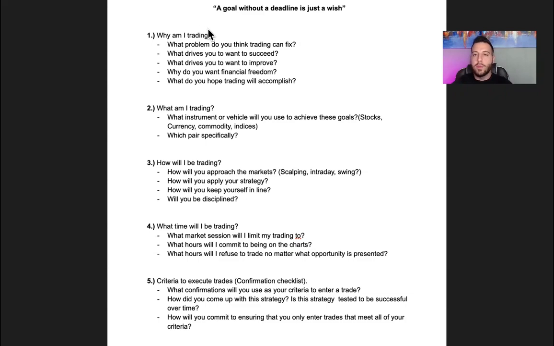And so if you can go through some of these considerations: what problem do you think trading can solve for you? What drives you to want to succeed in trading? Why do you want financial freedom in the first place? What drives you to want to improve? And then how do you think that trading is going to help you accomplish this goal? A lot of people have this idea of trading that you're going to become super successful in a short amount of time, and it's going to help take care of all of your financial problems.